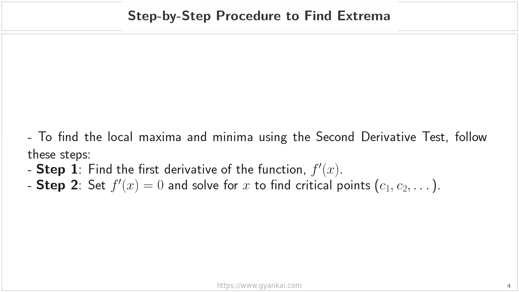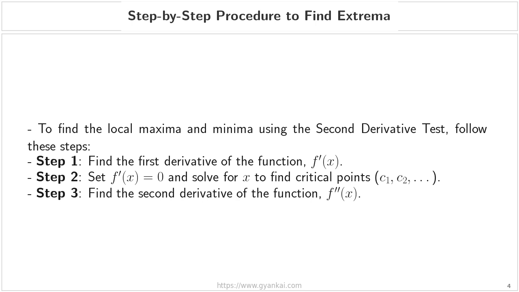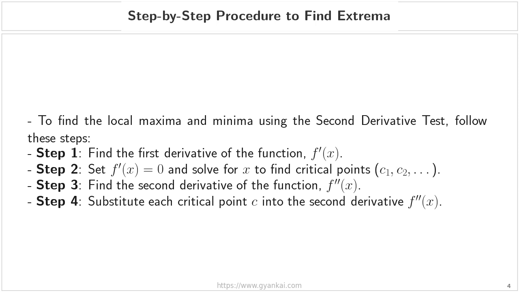Here, we set f'(x) equal to 0 and solve for x. This process allows us to identify the critical points of the function, which we can label as c1, c2, and so on. Next, in step 3, we find the second derivative of the function, denoted as f''(x). For step 4, we take each of the critical points we identified in the second step and substitute them into the second derivative, f''(x).